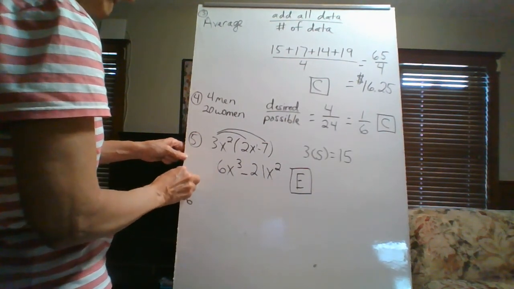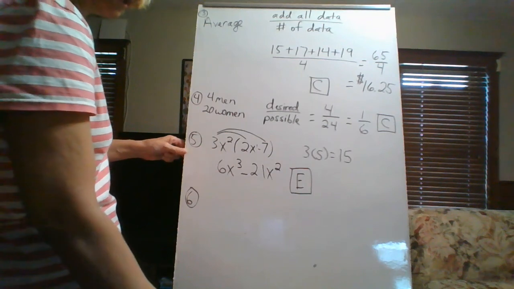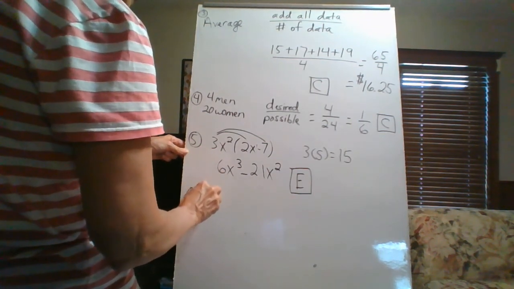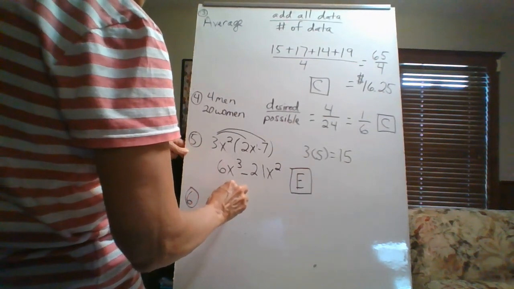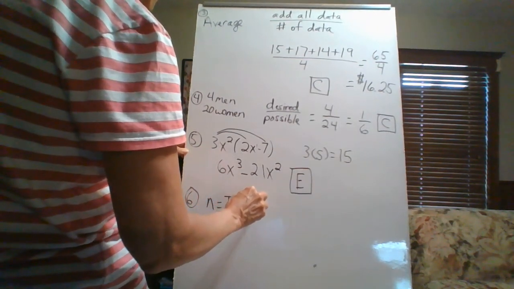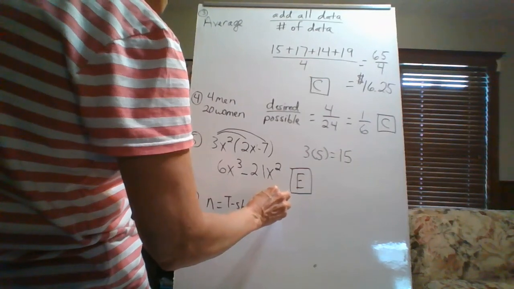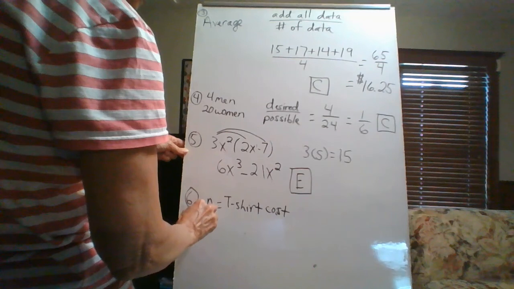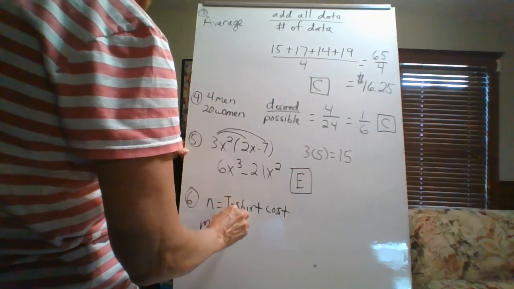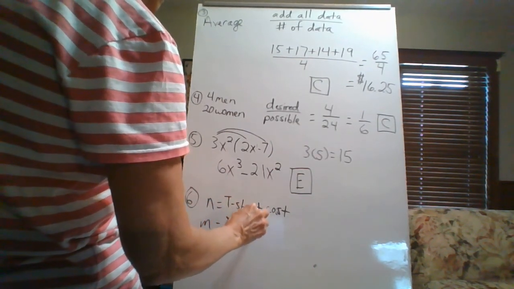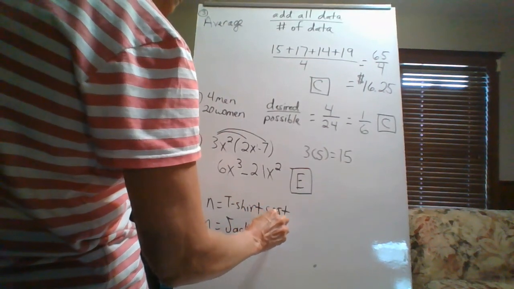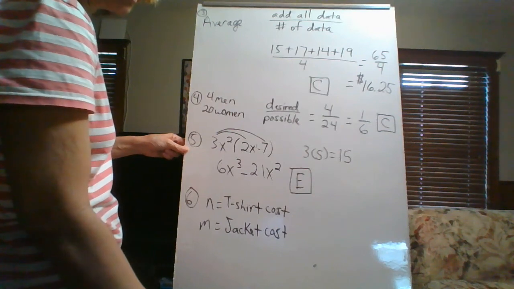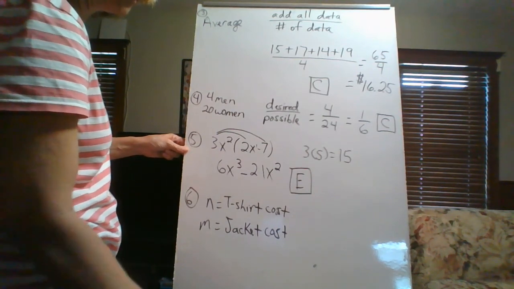Okay. Let's look at number 6. A t-shirt costs N dollars to purchase. A jacket costs M. So N is the t-shirt cost, and M is the jacket cost. Okay? Before tax, which of the following represents the cost to purchase the t-shirt and the jacket?